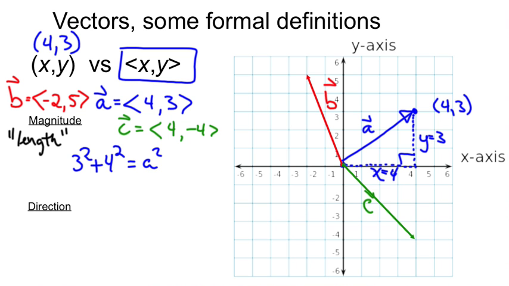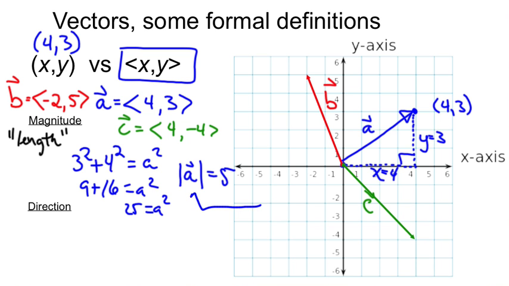There we go: a squared equals... if we work this out, 9 plus 16 is a squared, so 25 is a squared, and it turns out that a is 5. Here's some new funny symbolism for you guys: the magnitude of vector A is 5. It looks kind of like an absolute value symbol, and you can think of it as being an absolute value symbol because we think of lengths as being positive numbers. So the length, or magnitude, is what this means here. This means magnitude.